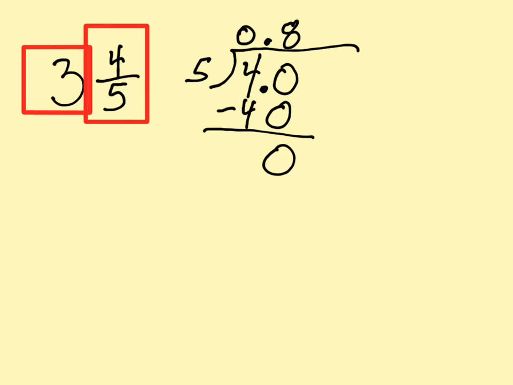But that's not the final answer. Remember that 3 we left before? Well, 0.8 is the 4 fifths part. But we just bring that 3 to the whole part. And so 3 and 4 fifths just turns into 3.8. So if you've got a whole number part and a fraction part, then all you have to do is separate it out into the whole part and the fraction part, and then put them back together at the end. That's it.